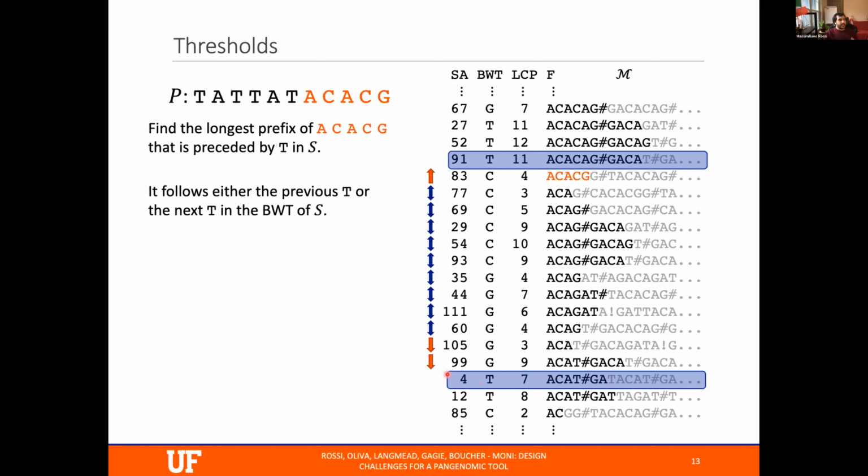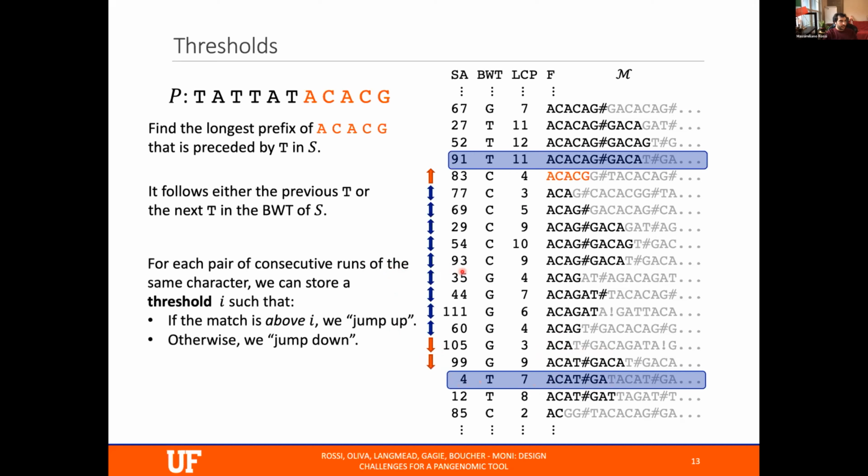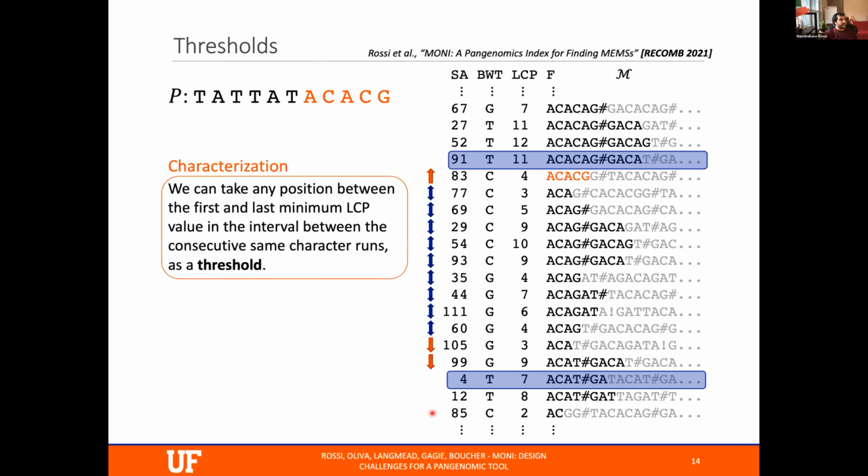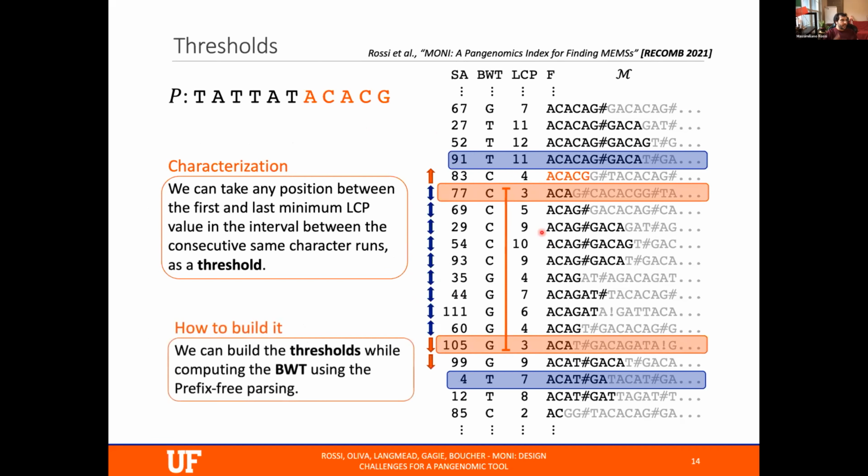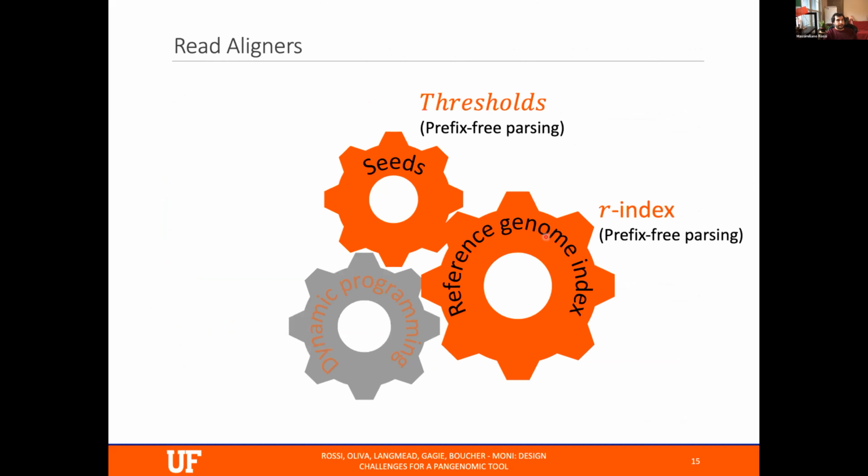Okay, so now you can observe that this function here is monotone. So what we can do is just find a position in this interval and say, if my match is above this position, which we call threshold, we jump up, otherwise we jump down. We characterize it as any position between the first and the last minimum LCP value in the interval of the two consecutive suffix array runs, and we call it a threshold. And we can build it using the same technique, called prefix-free parsing, while we build the Burrows-Wheeler transform and the suffix array samples. I'm not going to show you how to do that.